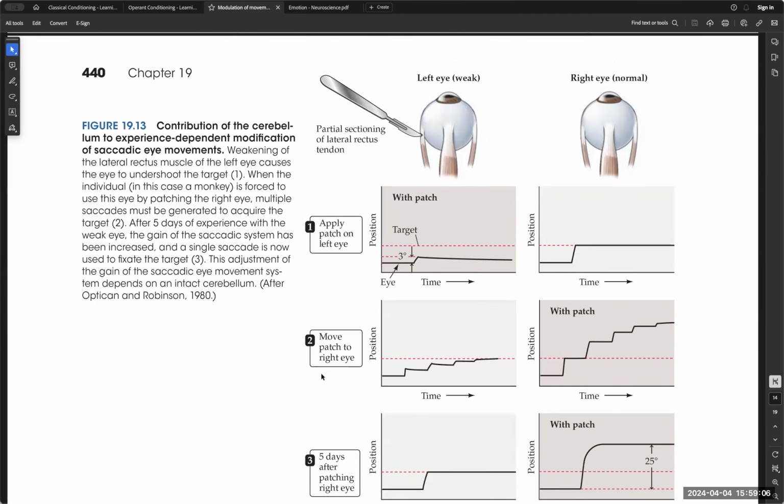Does the same thing apply to lazy eye? Potentially, yes. And then ultimately, that's actually why you wear a patch on which eye? The normal or the abnormal eye?